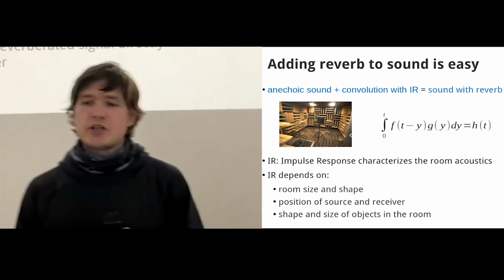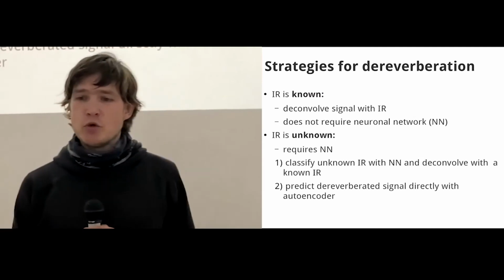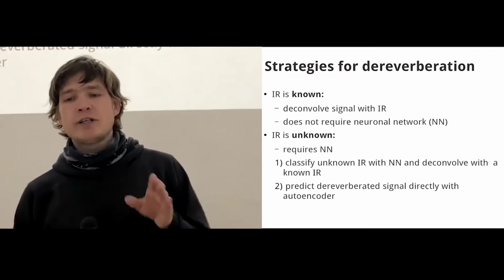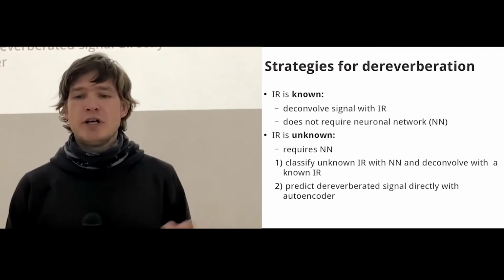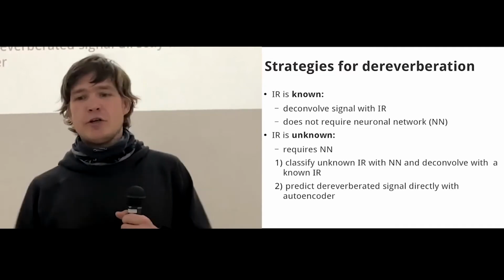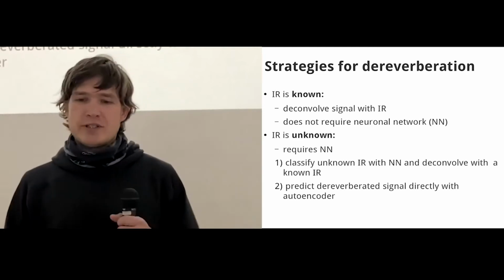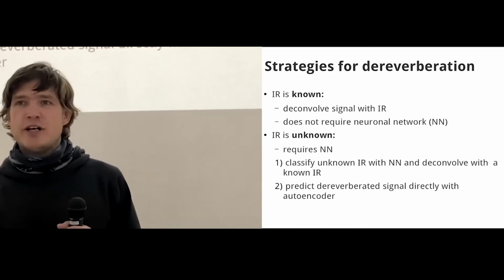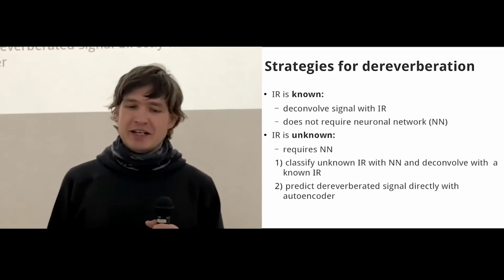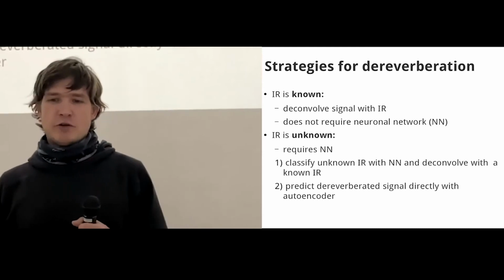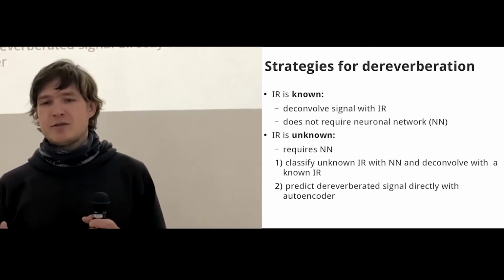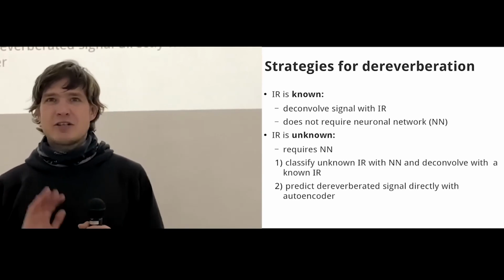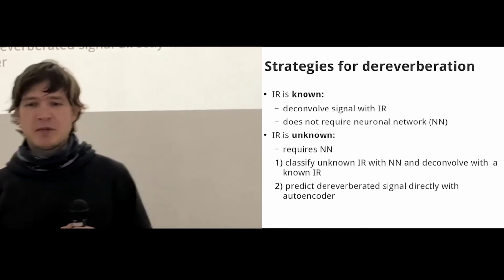So what are the strategies to remove reverb from sound? We can distinguish two different strategies here. In one case, this impulse response function is known, which basically means you know the reverb, you know where the sound is recorded, you know the room acoustics. And then you can deconvolve the signal with the impulse response function. That's mathematically just the inverse operation of a convolution. And it's mathematically not very simple to do, but it's well known how to do that. And this task does not require any neural network.